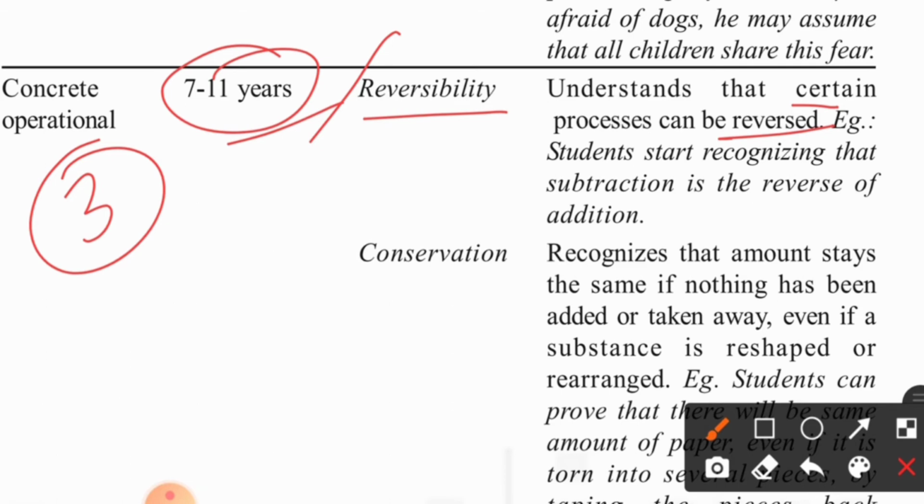Like for example, if you take a vehicle forward, it can come backward also. So it can be any process. An example is given: the students start recognizing that subtraction is the reverse of addition. So this thought takes place in the mind of the child.